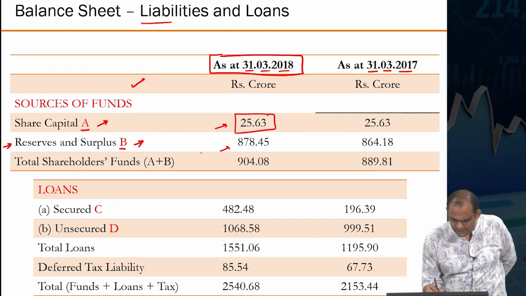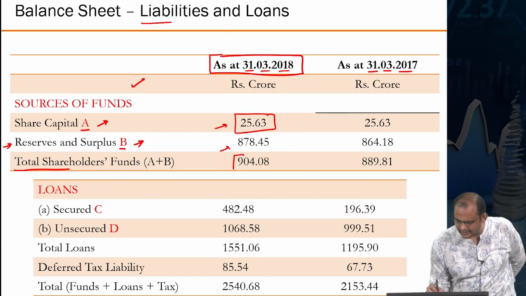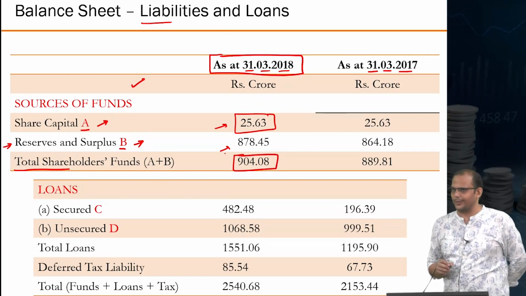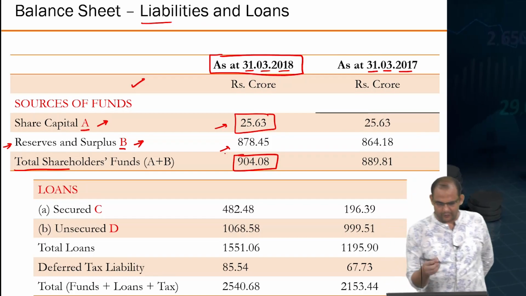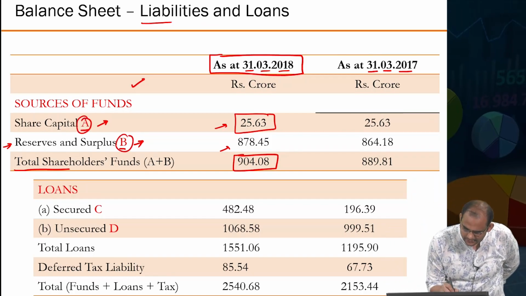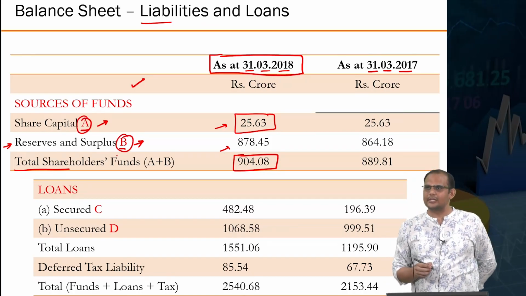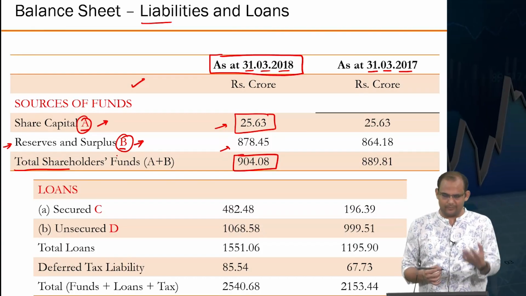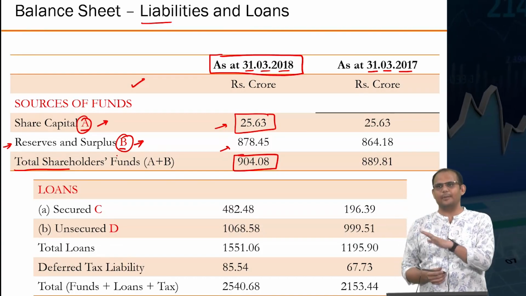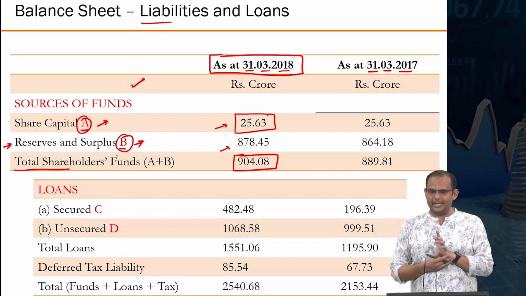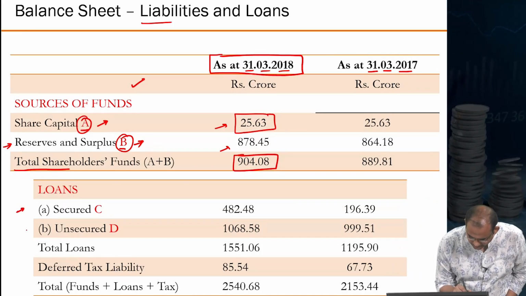Okay. So the total shareholders' funds is about 904 crores. If you want more information, the same convention of schedules is also there. If you want more information, go to schedule A, schedule B, and so on and so forth, right? Loans.